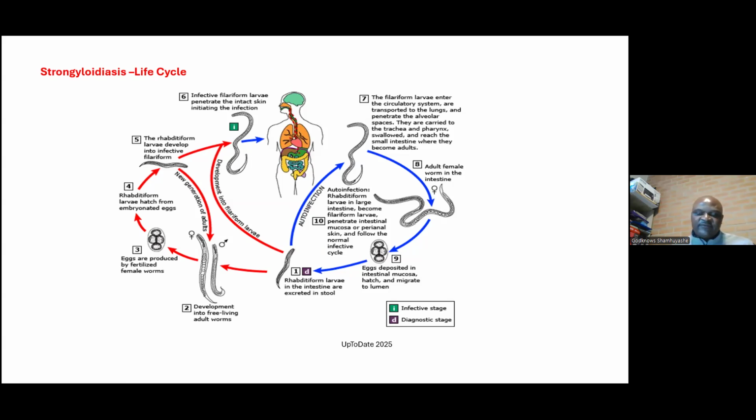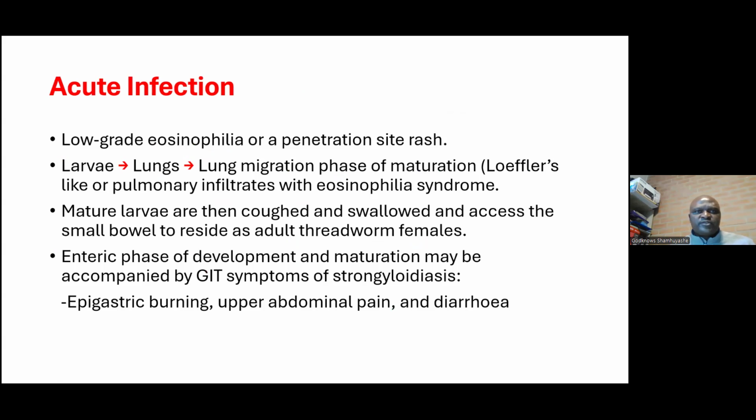In the lungs, they can manifest as a Loeffler's-like syndrome, or you can have pulmonary infiltrates with eosinophilia syndrome. At that point, patients can also have systemic symptoms, for example cough, fever, and high-grade eosinophilia. Some might even present with severe Loeffler syndrome, which is characterized by shortness of breath, wheezing, hemoptysis, cough, and respiratory distress. During the acute infection, you can have a low-grade eosinophilia or a penetrating rash, and when they mature, after the life cycle which I described on the previous slide, the larvae are coughed and swallowed, they access the small bowel, where they reside as adult threadworms and females.